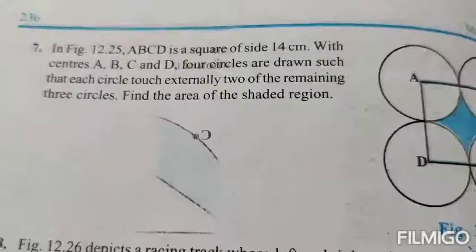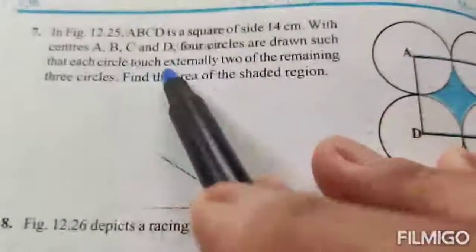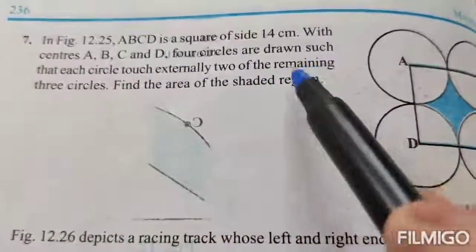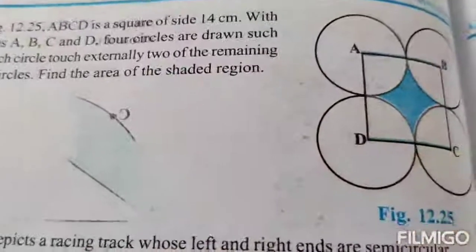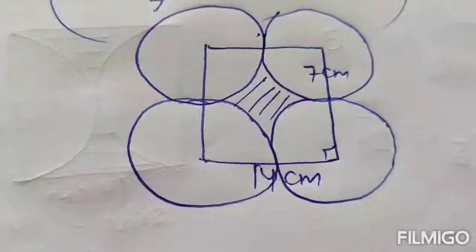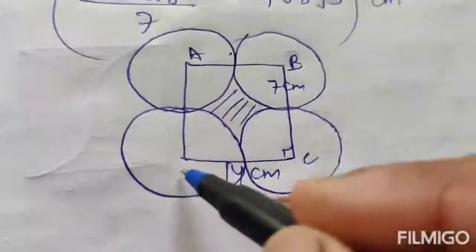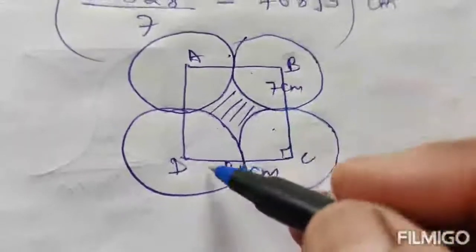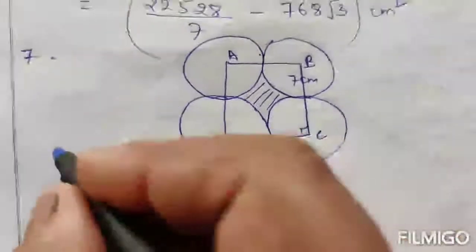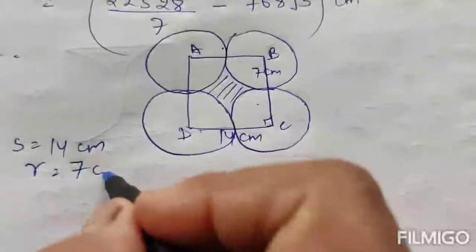Next question. Question number 7. ABCD is a square of side 14 cm with center ABCD. 4 circles are drawn such that each circle touches externally 2 of the remaining 3 circles. Find the area of shaded region. This is the region. ABCD is a square. Area of shaded region is area of square ABCD minus area of 4 quadrants. The side of the square is 14, therefore radius equal to 7 cm.